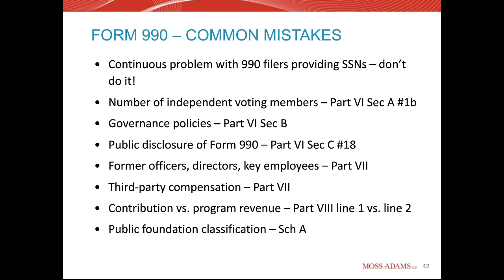The next three relate to the governance section of the 990 in Part 6, and this is not really a numbers section, it's more free form, so that's why we see a lot of differences in how things are reported. Section A, line 1B, asks for the number of independent voting members of the board. And like so many things in the 990, certain words mean specific things just in the world of the 990. So independent is a key phrase here.